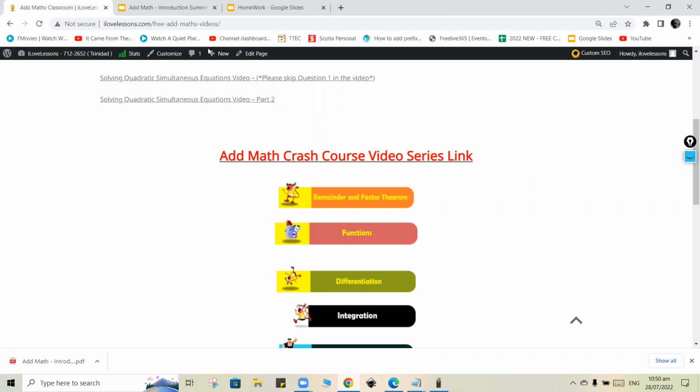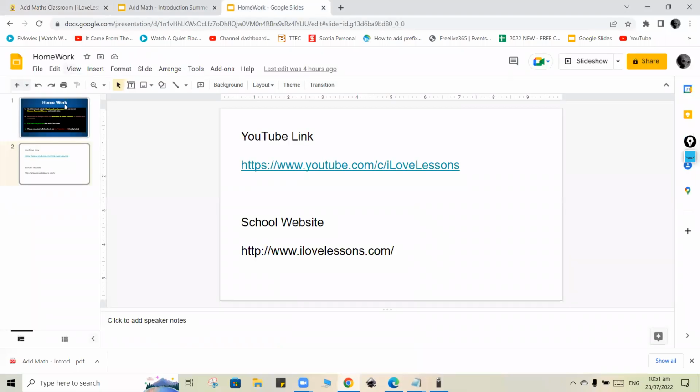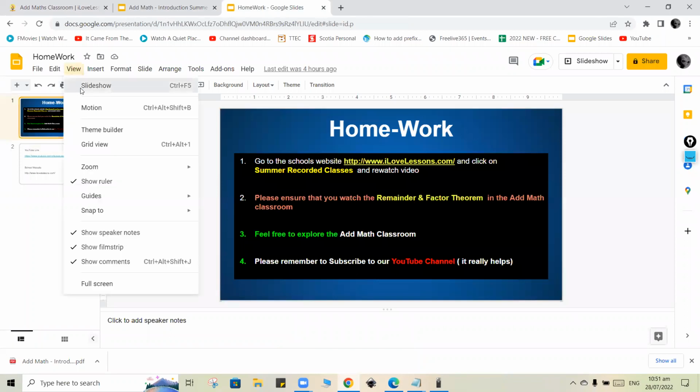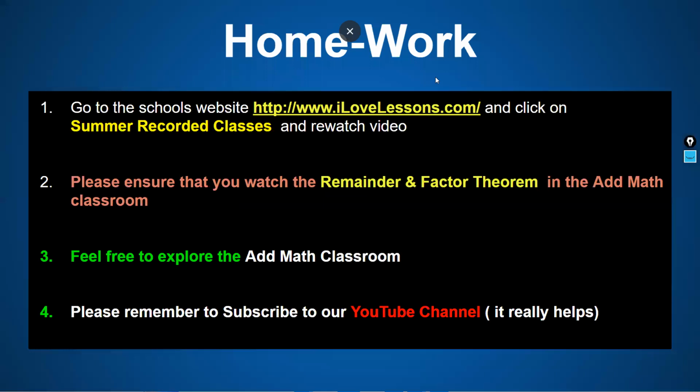Just to summarize what that homework is, I have written it out for you here. You can take a screenshot of it. Everything I just said is written down here. And of course, please feel free, if you have extra time, to go through everything you want in the AdMaths classroom. If you see another topic you want to revise, go ahead. Nobody is stopping you. The more you learn, the better.